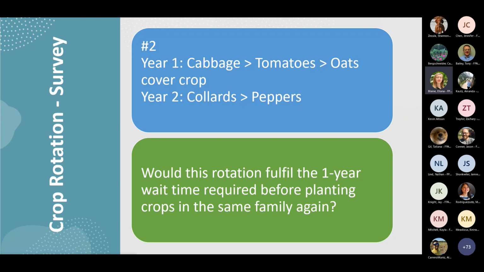The answer is no, and it's kind of a double no, double negative for this one. So you have cabbage and collards, which we knew from the previous example was a no. And then tomatoes and peppers, those are both solanaceous crops. So there are 2 things in that example rotation that would need to change in order to fulfill that 1-year wait requirement. And having that oats cover crop in there, that's great. That's awesome. That's soil building. That's also helping to break pest and disease cycles, but it's not quite enough to hit that minimum requirement.